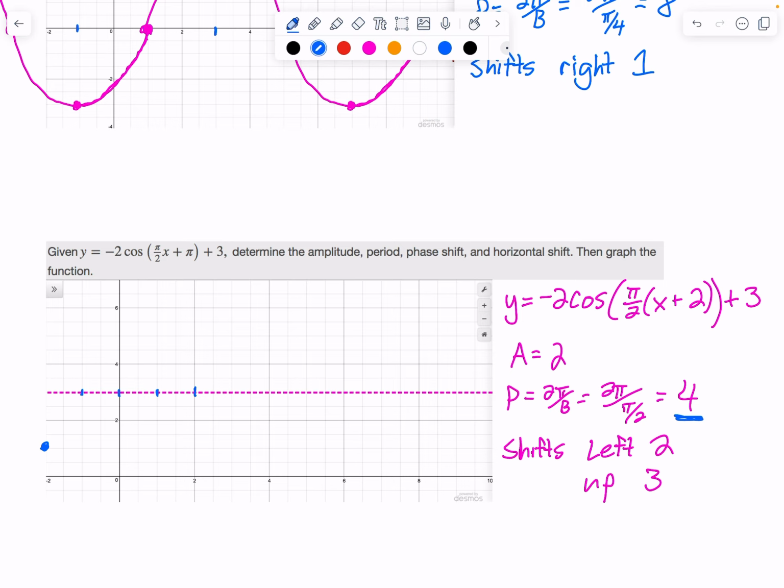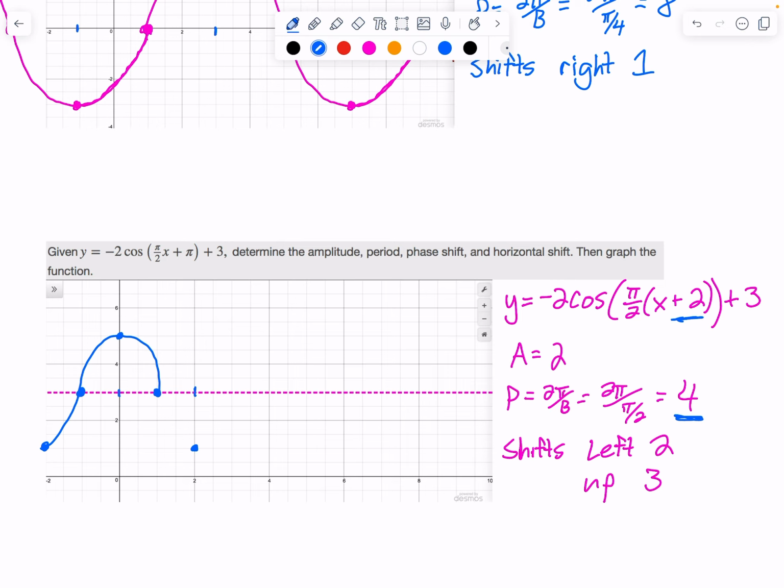The 3 covers the midline moving up to 3. This left 2, this 2 covers the left. That's why we started at negative 2 instead of 0. And then amplitude will be 2. So we will be going up and down 2 units. Okay, so cosine starts below, then I graph this point, then I go above, then I come back down to the midline, and I stop where I started. There we go.